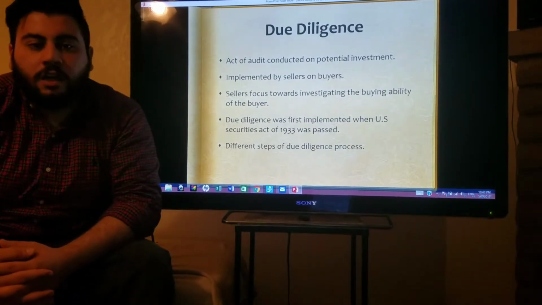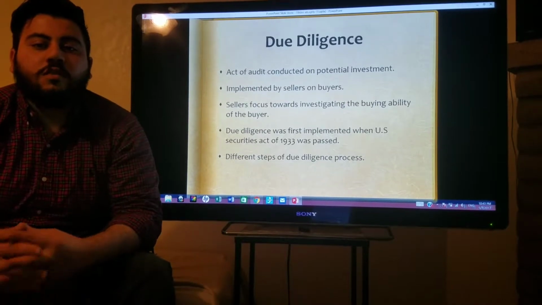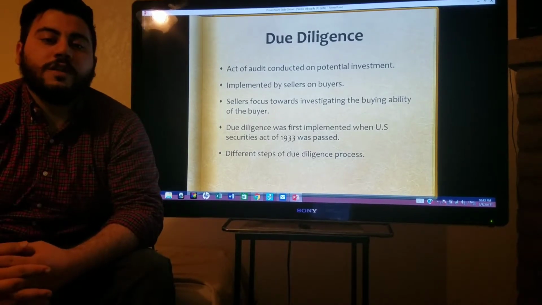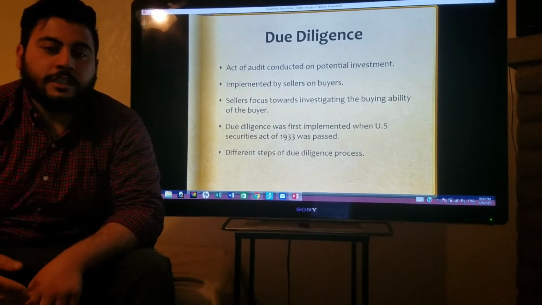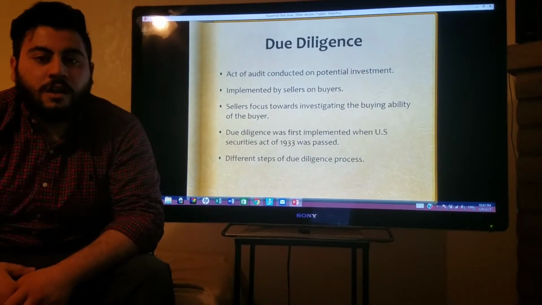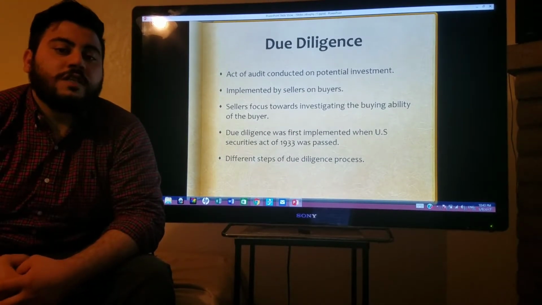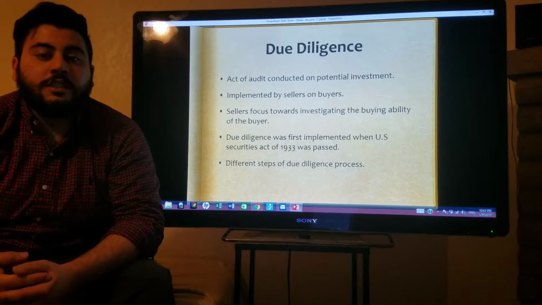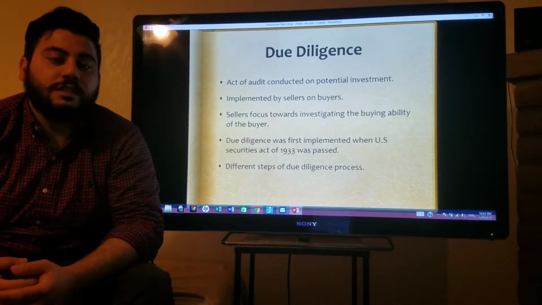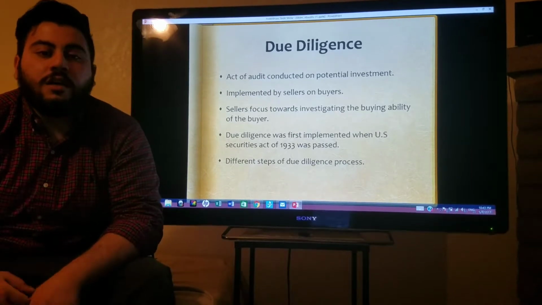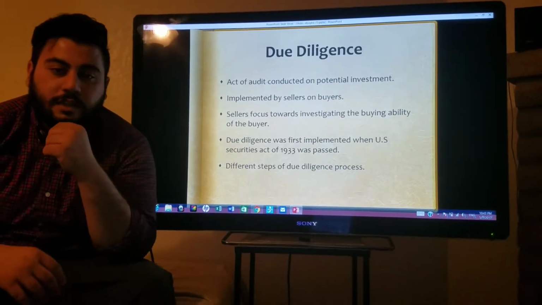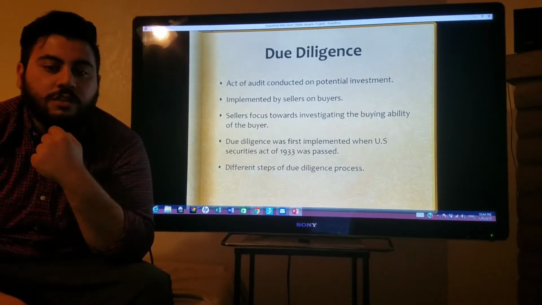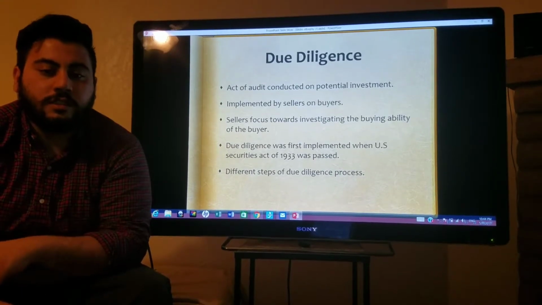Due diligence can be defined as an act of audit or investigation which is conducted in order to analyze a potential investment or project. Due diligence is implemented by sellers on buyers in order to investigate the elements related to the buying ability of the buyers. Due diligence was initially implemented in the United States when the Security Act of 1933 was passed. There are different steps which are required to be followed in order to implement the due diligence process.